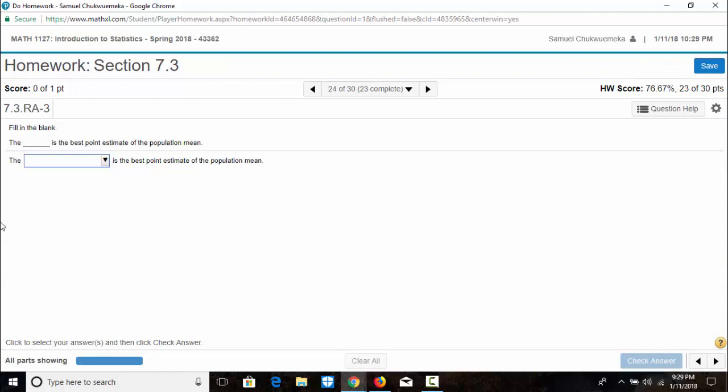The dash is the best point estimate of the population mean. Of course, the sample mean. Sample mean.